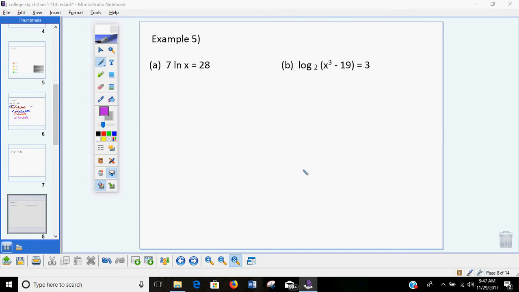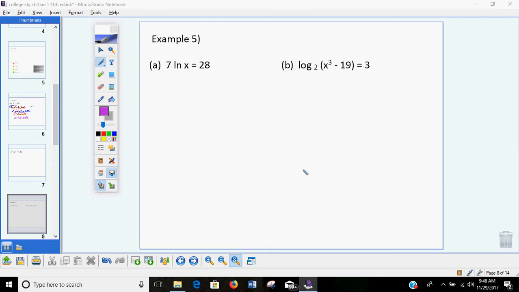Okay, let's look at example 5. On this one, it's a little different than the last two examples we've done. This one has logs on one side, but not on the other. So remember, this is like step 1 if you're looking at those hints. You want to simplify the logs, and then you want to change it to exponential form to solve it. So let's look at part A first.